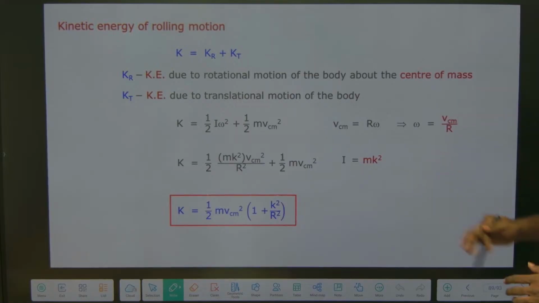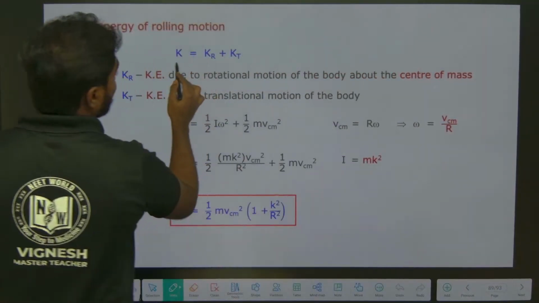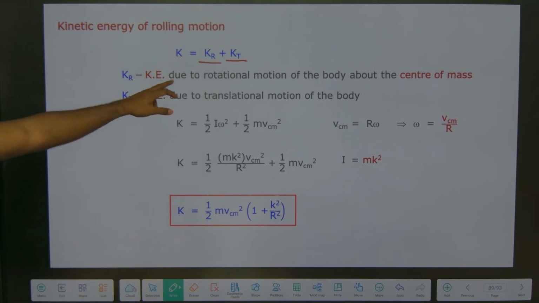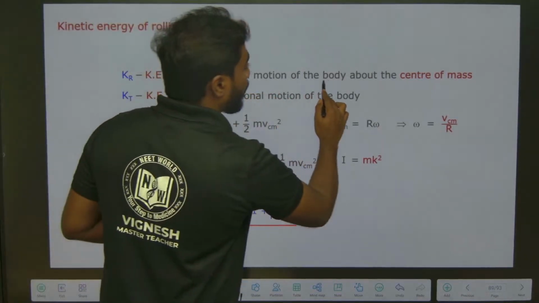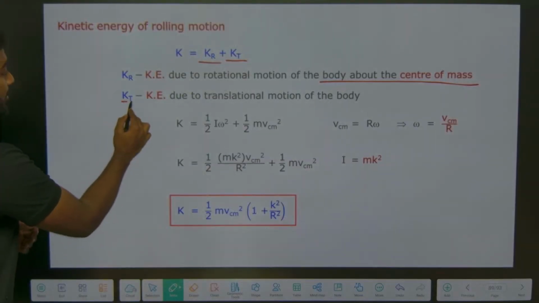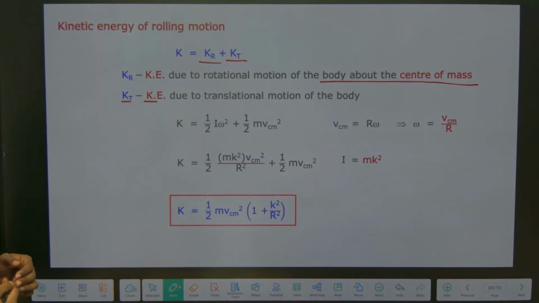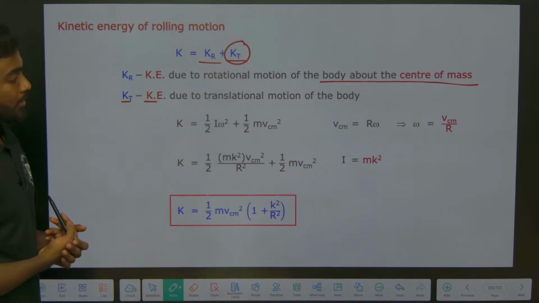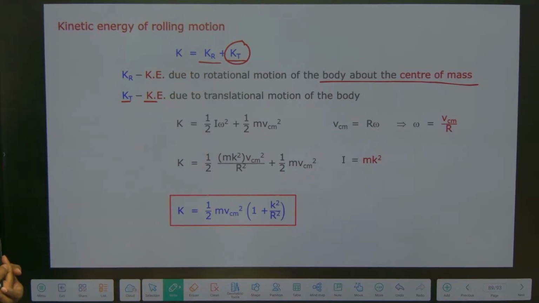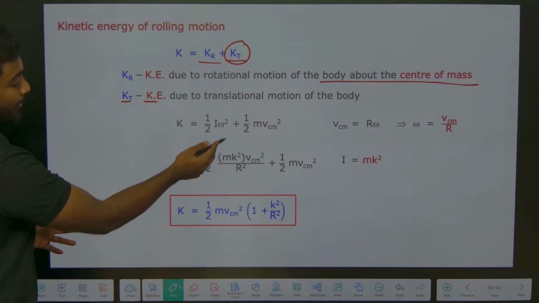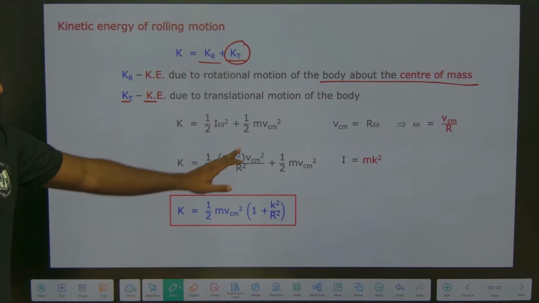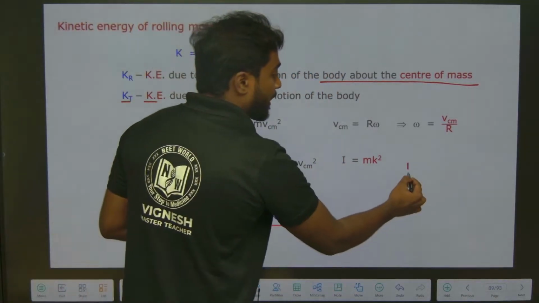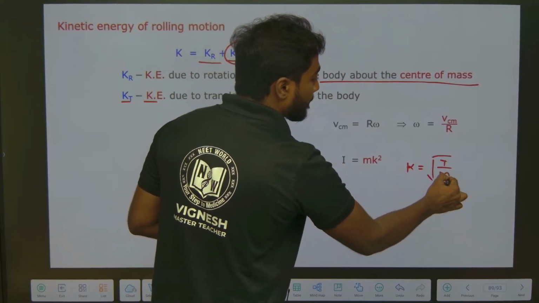Kinetic energy of rolling motion is the kinetic energy of rotation plus the kinetic energy of translation. Kr is the kinetic energy due to rotational motion of the body about the center of mass, whereas Kt is the kinetic energy due to translational motion of the body. Due to translation it is half mv square, and due to rotation it is half I omega square. Here we can expand: I is mk square, in terms of radius of gyration, which we have seen. So k equals root of I by m.